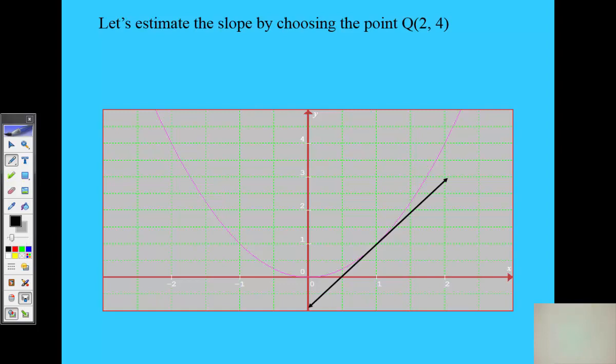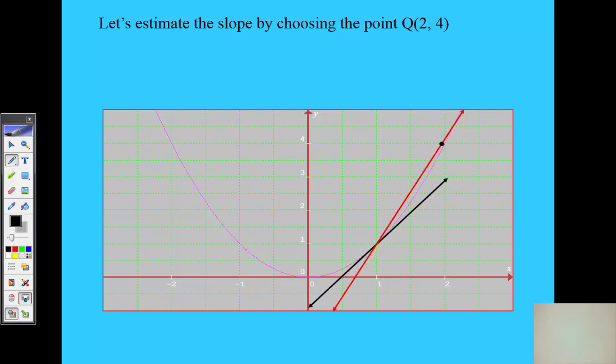Like I said in the last slide, we could choose another point on the line and then use the slope formula to find the slope of that line. But we'd be estimating what that point would be, because we don't have the equation of the line, so we don't have an x value that we could plug in to find the y value. What we're going to do is choose a point on the graph of y equals x squared, because we know we could find the actual y value for any given x value.